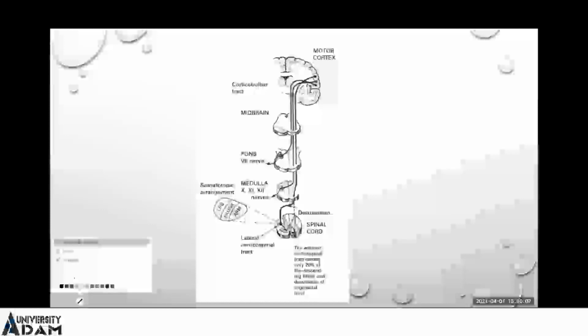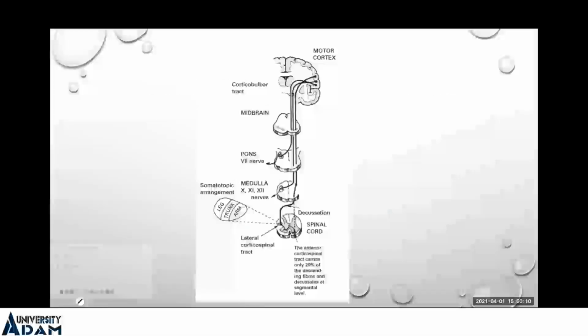Okay, guys, on this picture you can see brain structures: cortex, hemisphere, midbrain, pons, medulla, and finally the spinal cord. As we said, we have upper motor neurons and lower motor neurons that are controlling our voluntary movement together with the cerebellum and basal ganglia.